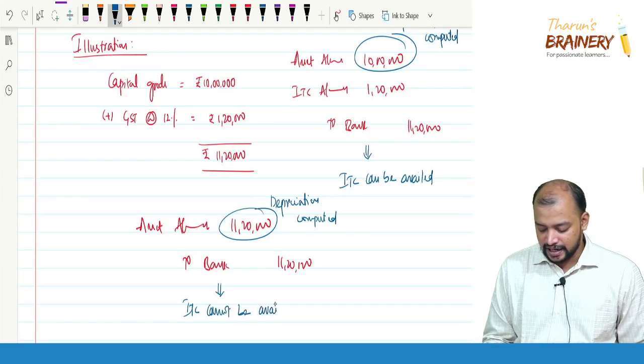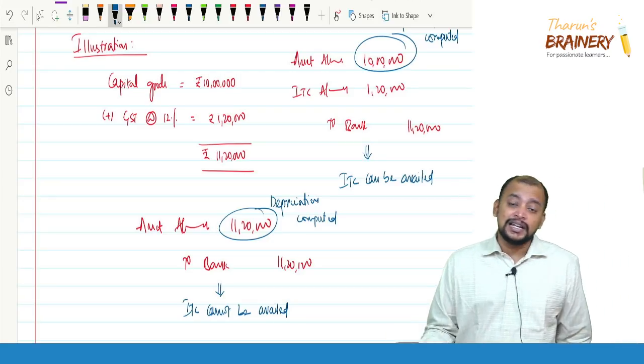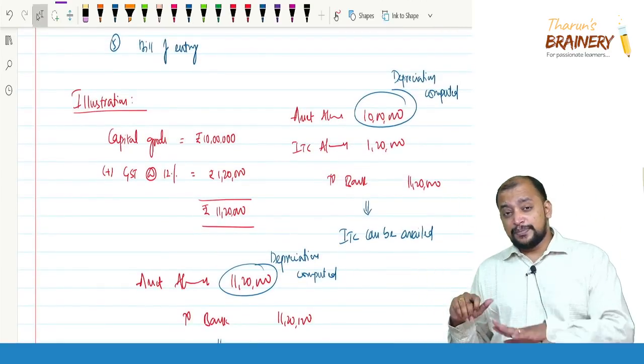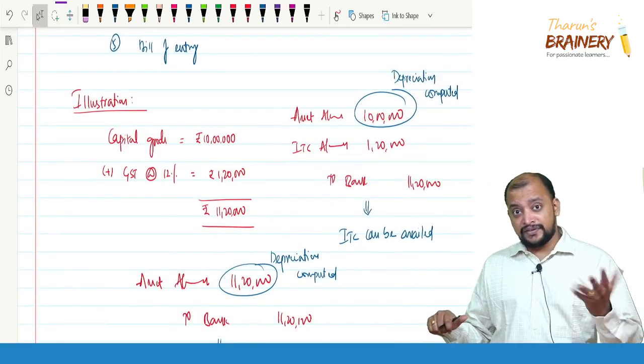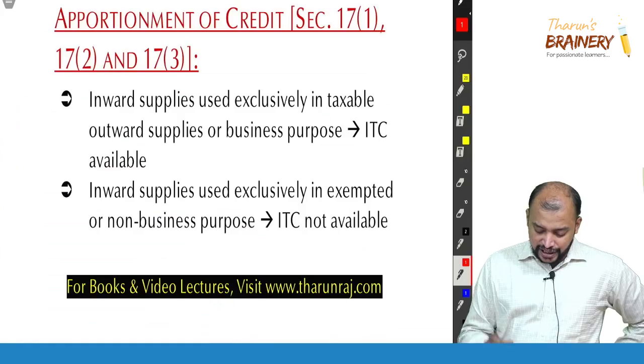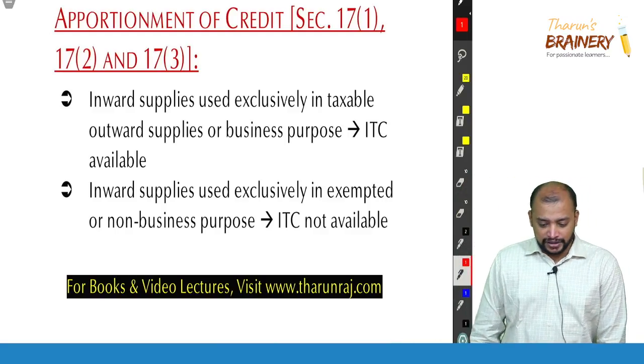ITC cannot be availed because what we did, first of all, we did not recognize the ITC. So therefore, even if the entry is correctly passed, but depreciation is calculated on 11,20,000, then also ITC cannot be availed. So this is related to section 16 subsection 3. Now, apportionment of credit and blocked credits.